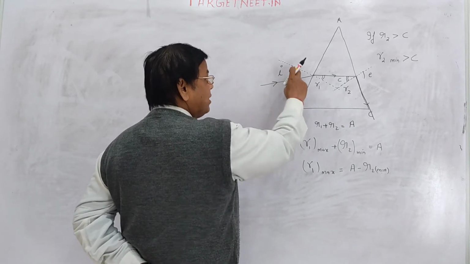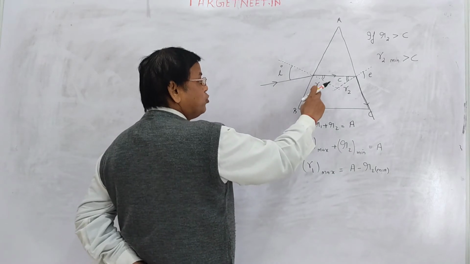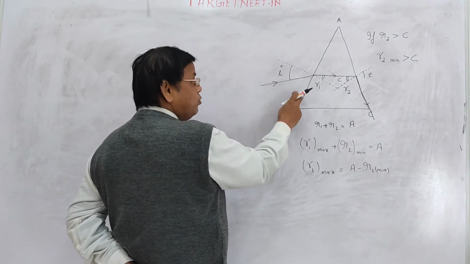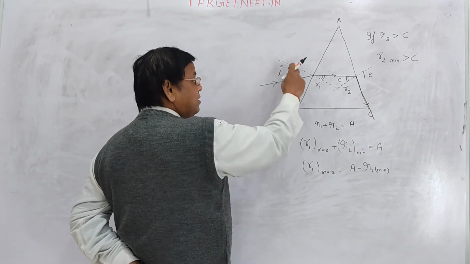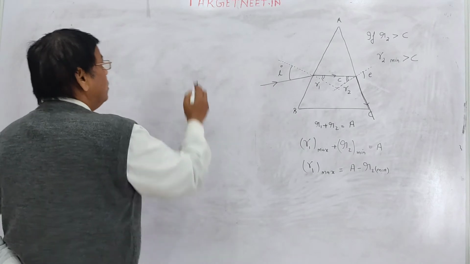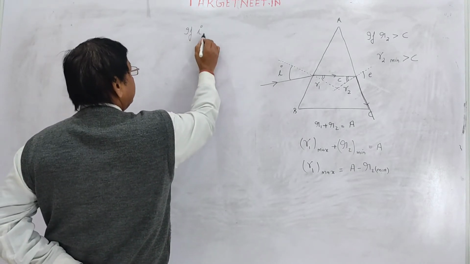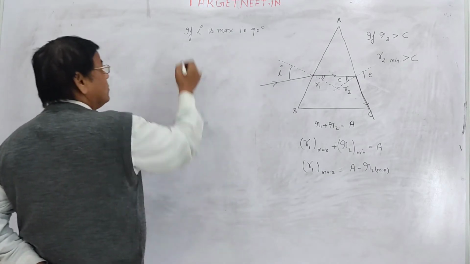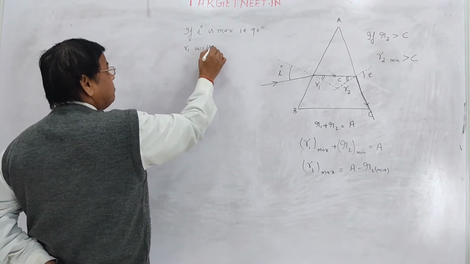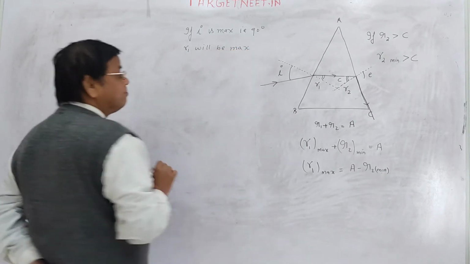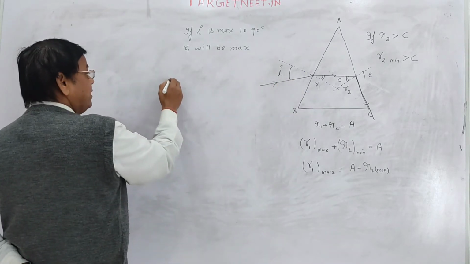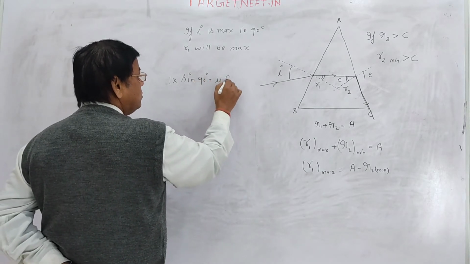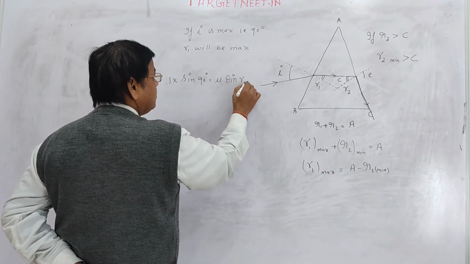up to 90 degree. Beyond 90 degree I cannot increase I. So what is maximum possible value of R1? R1 will be maximum when I will be maximum, and maximum value of I is 90 degree. So if I is 90 degree, then R1 will be maximum. So if I use here Snell's law, what can I write? 1 into sine 90 degree is equal to mu into sine R1 maximum.